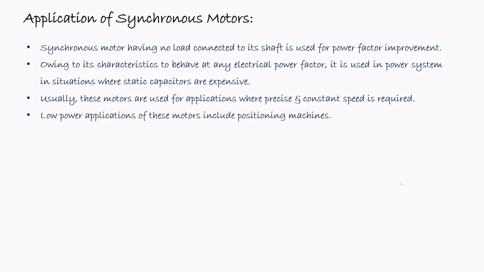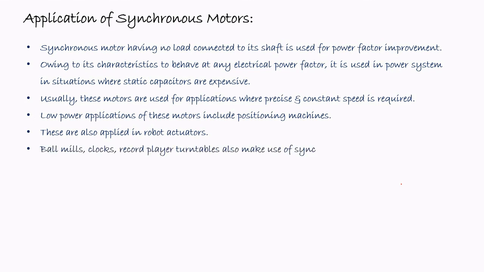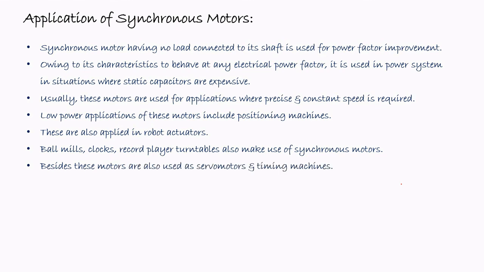The low power applications of this motor include positioning machines. These are also applied in robot actuators. Ball mills, clocks, and record player turntables also make use of the synchronous motor, because all these applications require a constant speed. Besides this, these motors are also used as servo motors and timing machines. This is also an application of the synchronous motor.